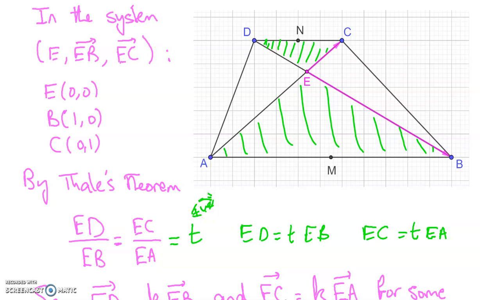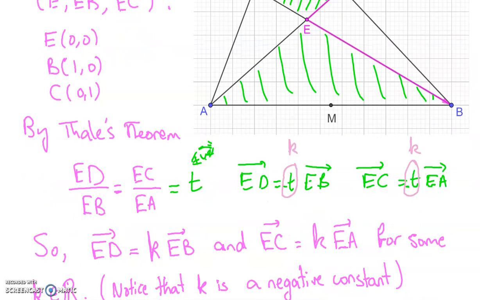Now, if I want to put vectors, I have to see first, do the vectors ED and EB have the same sense? Look here, ED and EB have opposite senses. So if I put vectors, I have to add here a minus. Similarly, EC and EA, I can put vectors, but they have opposite senses, so I have to put a minus because T is positive. So I had here ED equal minus TEB and EC equal minus TEA. Instead of having this minus T, because I want to simplify things, I will call it K, and this minus T here, I can call it also K. Okay, so this means ED equals KEB and EC equals KEA.